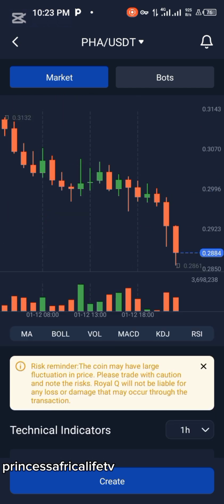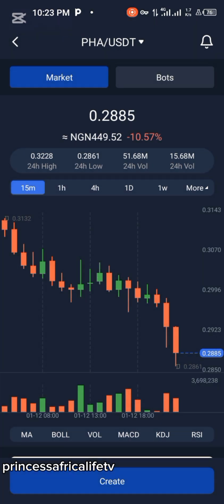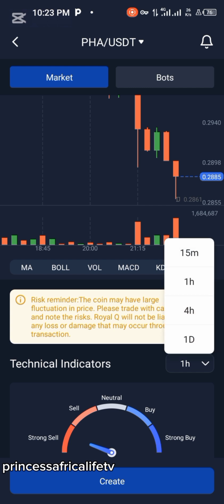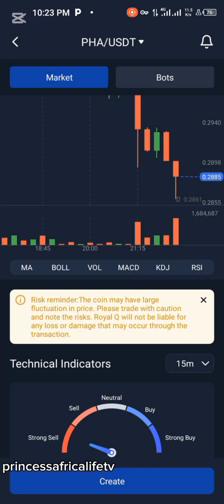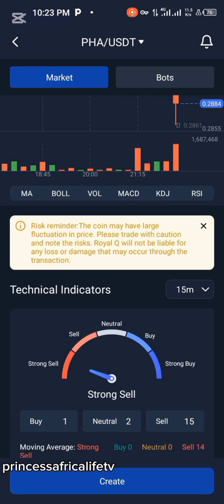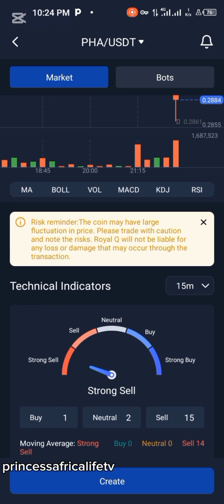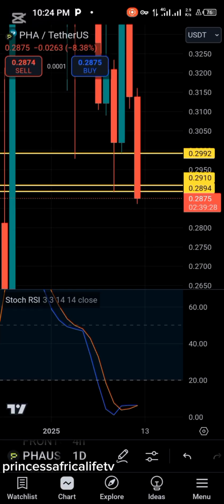All right. So let's go to the 15 minutes time frame. Okay, change here to 15 too. Hope you're seeing me. Now it's still telling you the same, strong sell. So now these three indicators have told you that this coin is good for you to enter. Let's go back to our TradingView.